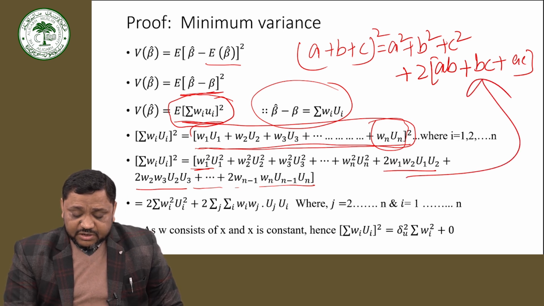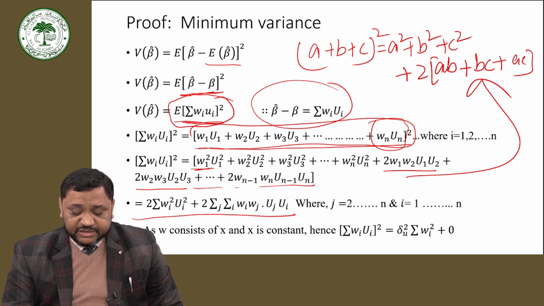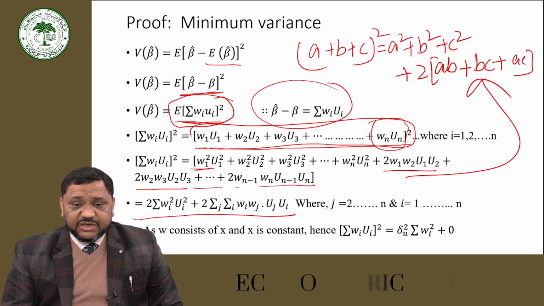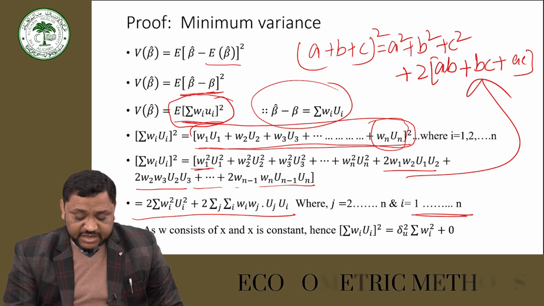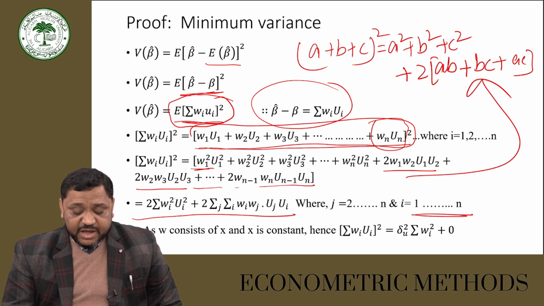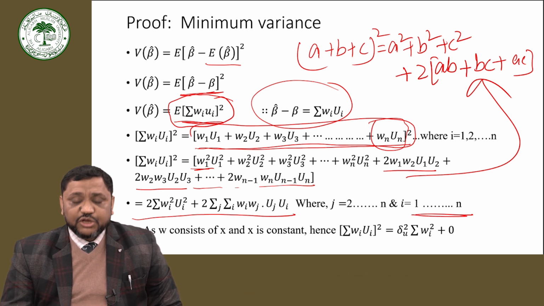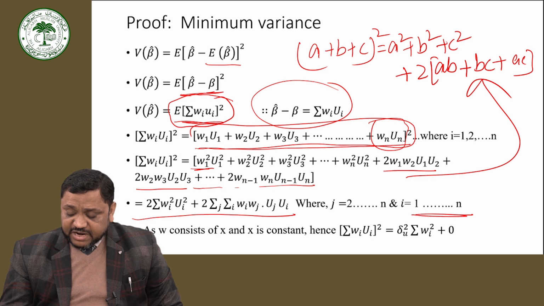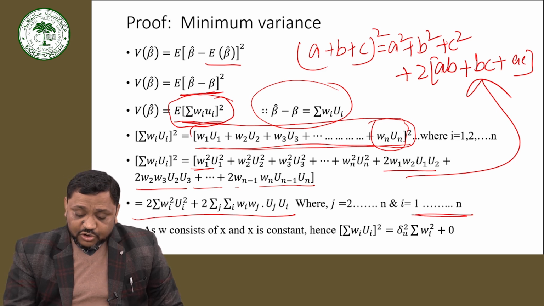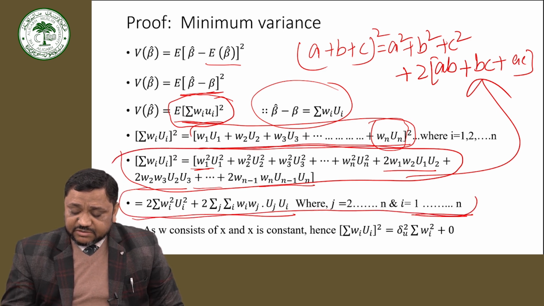Now this can be summarized as summation wi square ui square, where i is equal to 1 to n, plus 2 summation i summation j wi wj ui uj, where j starts from 2 and extends up to n. So this particular term we are writing like this.